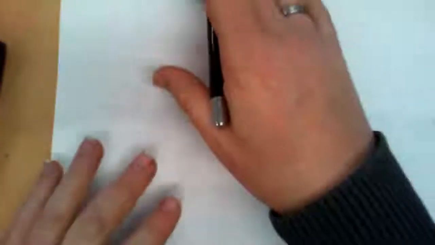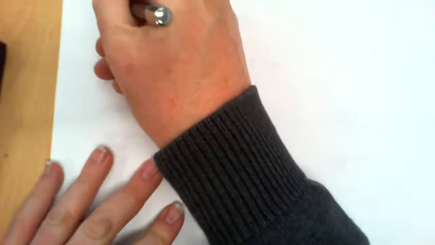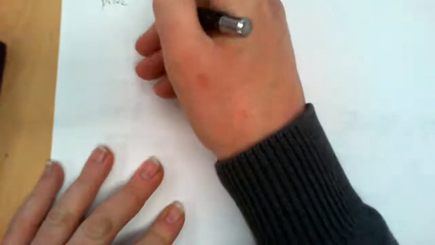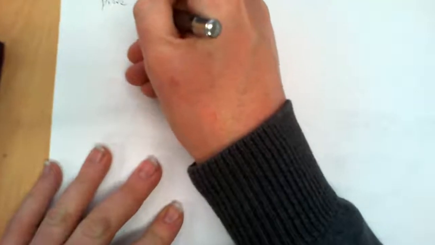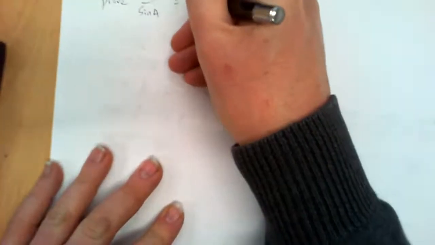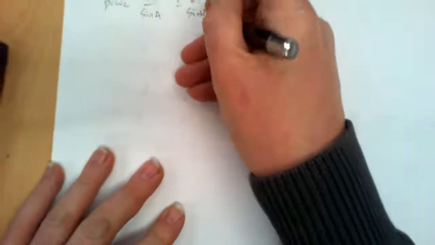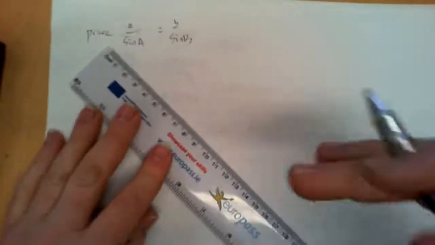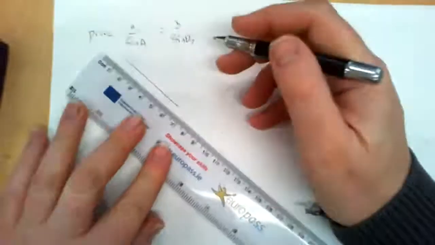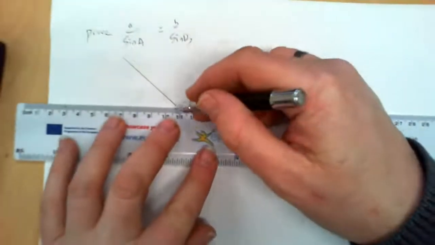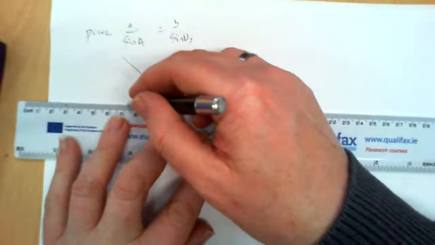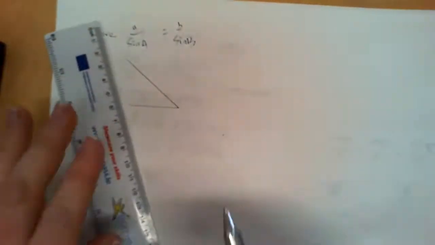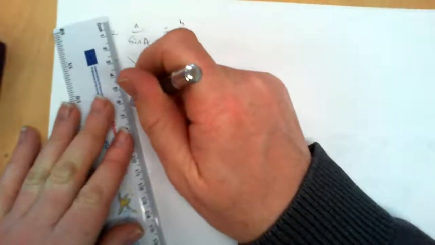Let's prove that a over the sine of A is equal to b over the sine of B. But this time, let's do an obtuse angle. Let's make it really obtuse now. Try and make it as obtuse as I can.